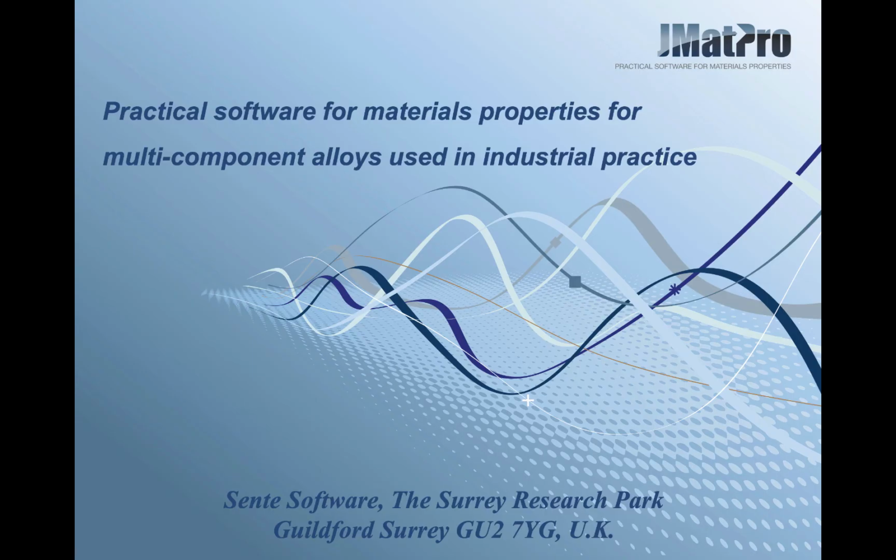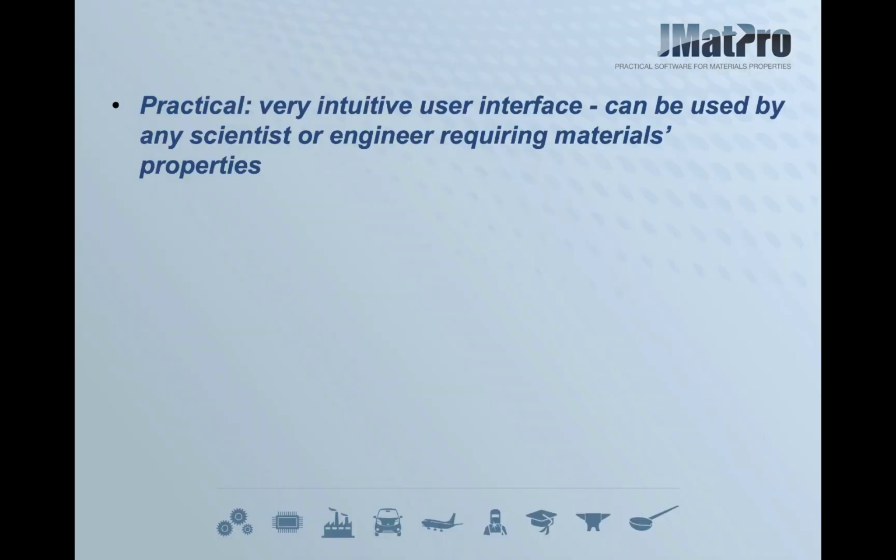JMatPro is a simulation software which calculates properties of metallic alloys. It is specifically aimed at multi-component alloys used in industrial practice. JMatPro has been designed so that it can be used by any engineer or scientist that requires materials properties as part of their everyday work. JMatPro has a very intuitive graphic user interface and is very easy to use.